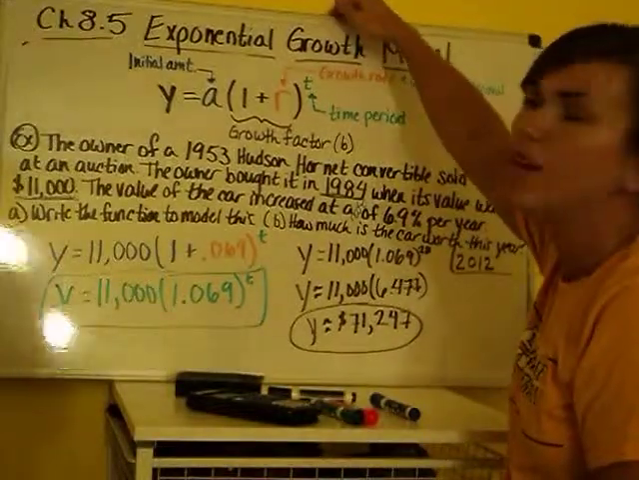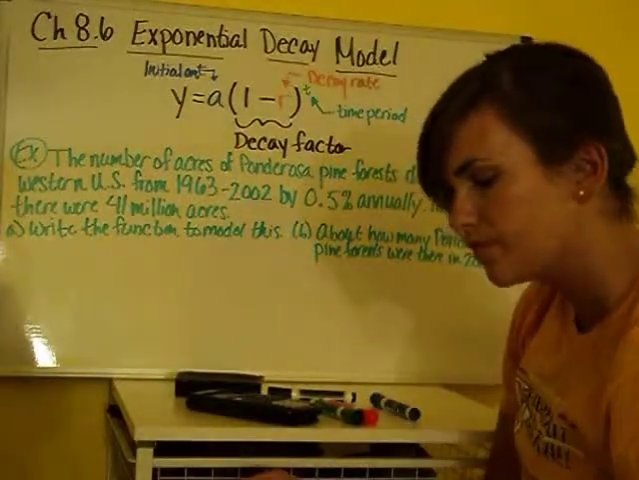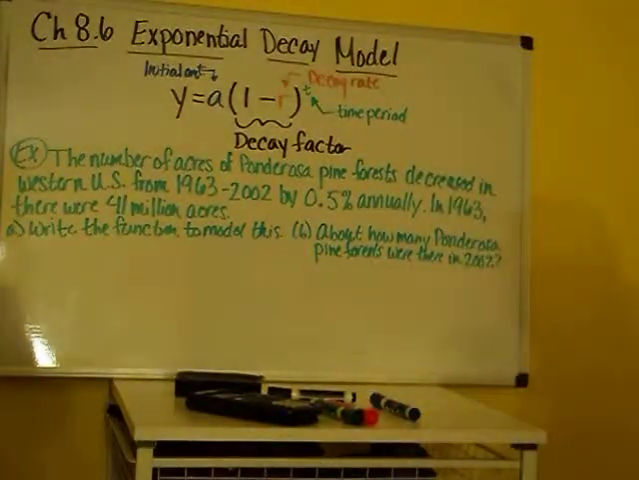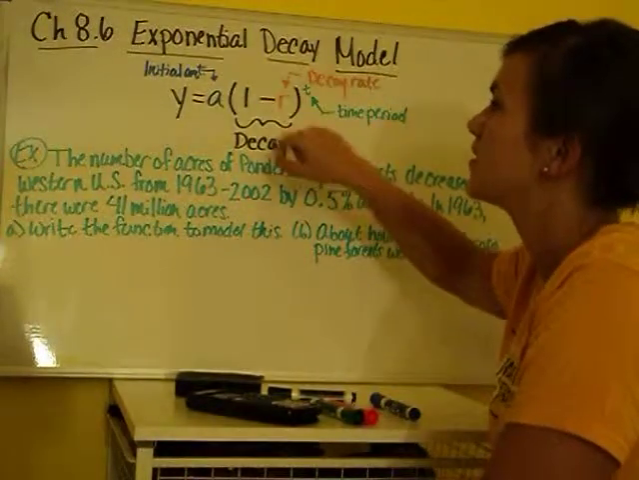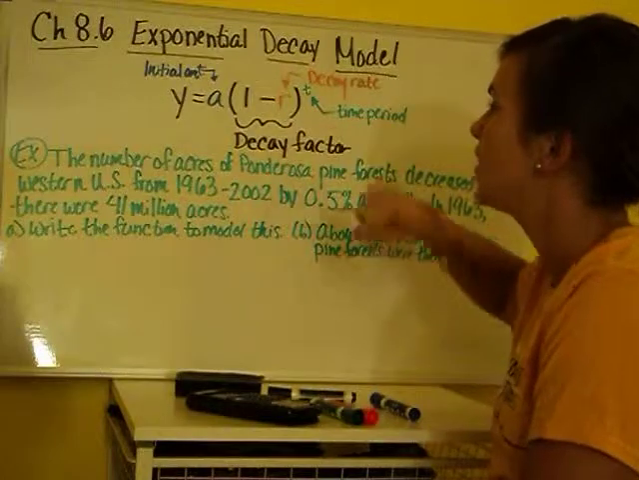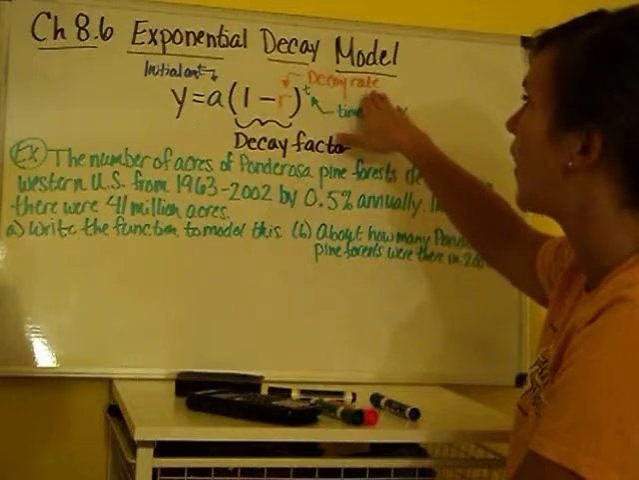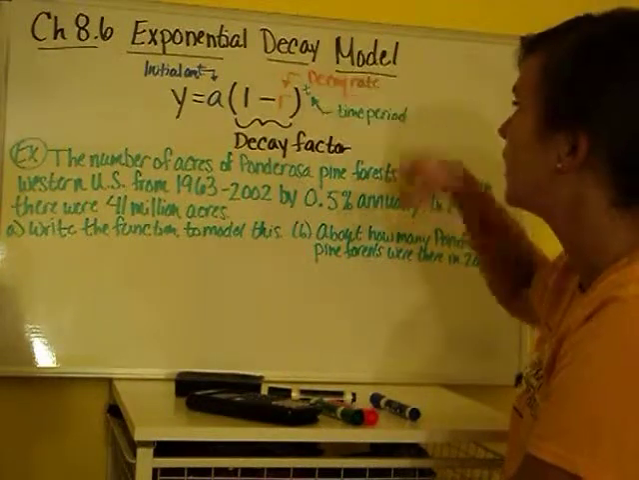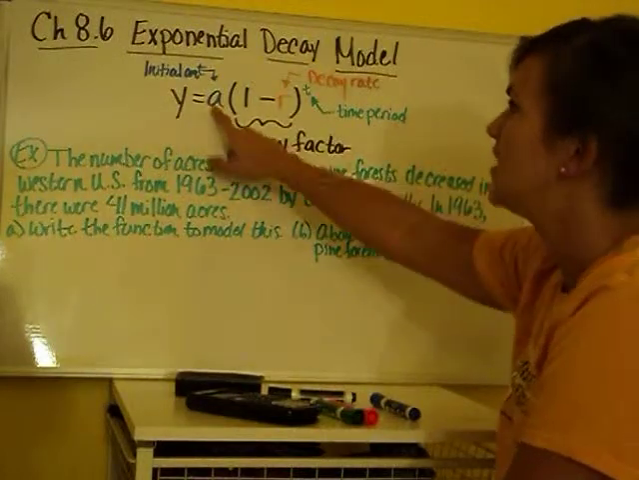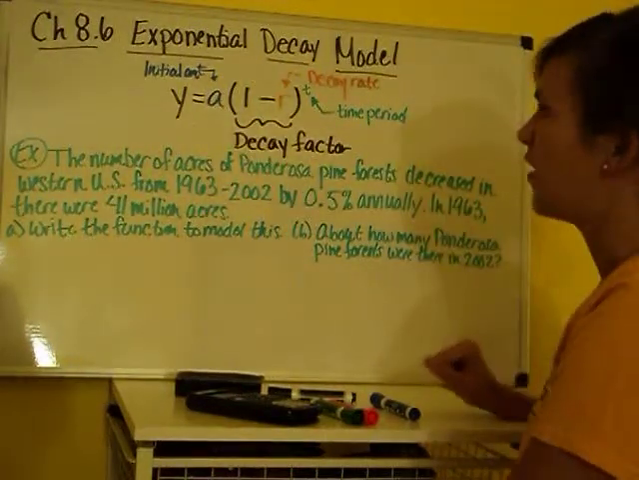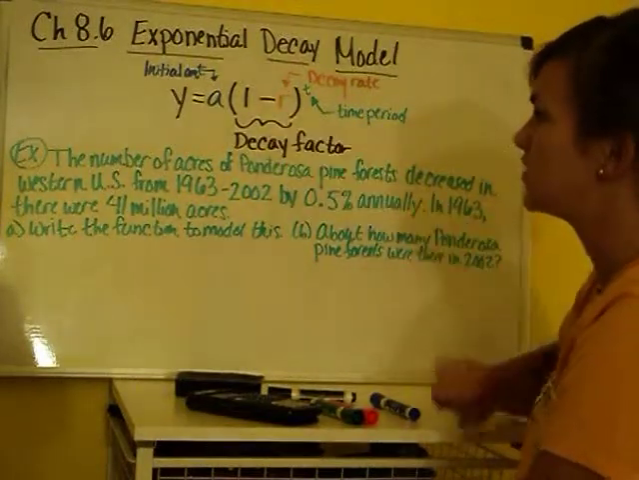Alright. Moving on to decay. Notice here we have the exact same model except for this. So when we're decaying, we subtract. When we are growing, we add. Okay, everything else means the same thing. The rate in the problem that we're decreasing by will be the decay rate. Our decay factor is 1 minus that. A is still our initial amount, and t is still our time period. Okay, so the only difference from growth to decay is plus to minus.